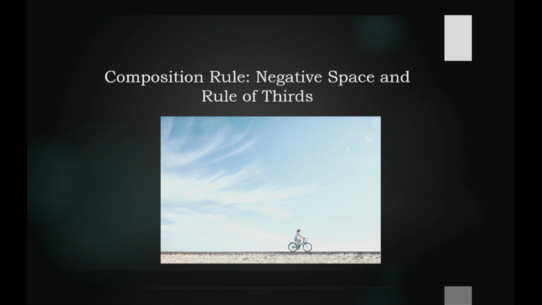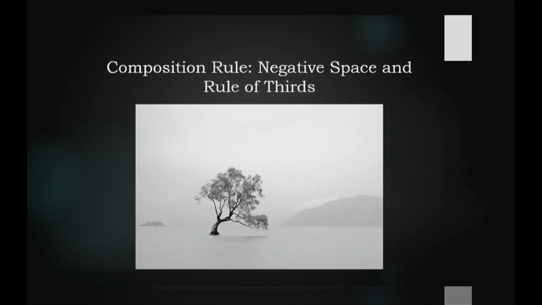So this picture right here uses negative space, so our subject is very small, but by using all this negative space, it makes the photo more dramatic, and it uses the rule of thirds, so this person would actually be centered on close to one of those grid lines right there. Here's another example of negative space along with the rule of thirds. So here's our subject. Everything around it looks very similar.